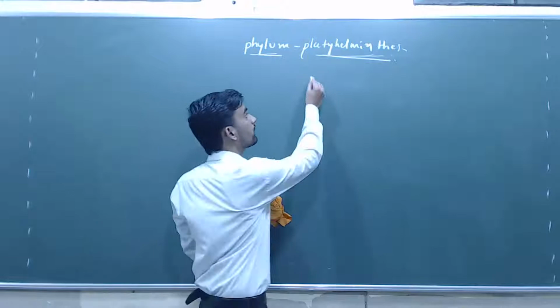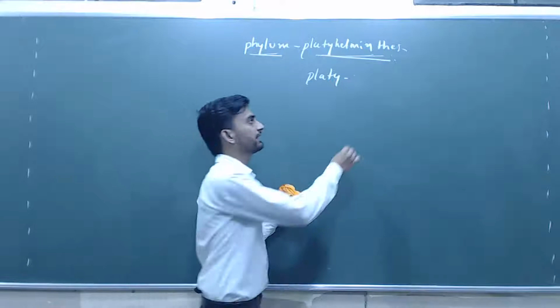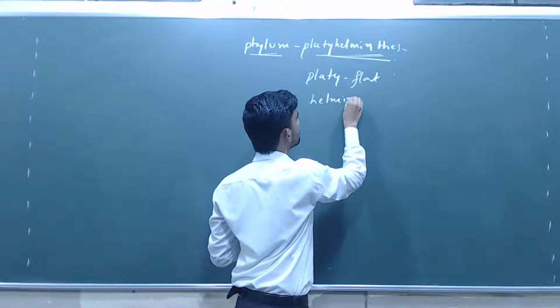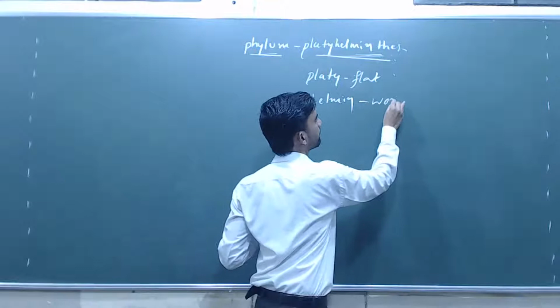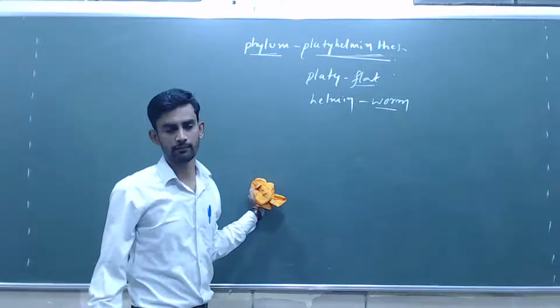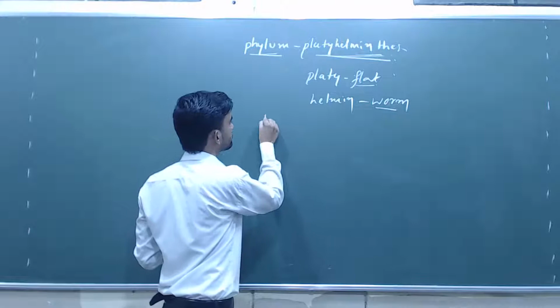First word, Platy. Platy means flat. You already know what flat means. And one more word, helminth. Helminth means worm. Helminth means a single worm. So Platy means flat and helminth means worm. Next, we should discuss some characteristic features one by one.